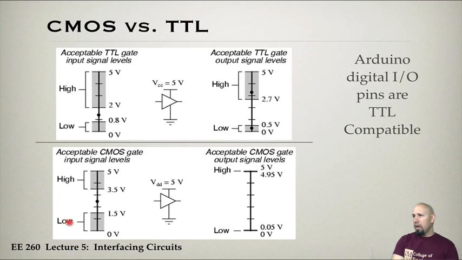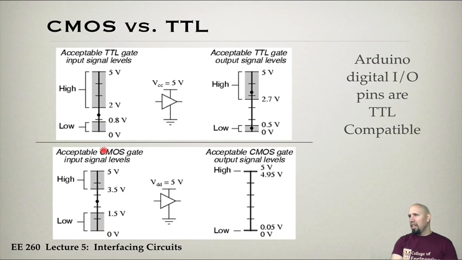These are the definitions for CMOS, for 5 volt CMOS. So the input levels are between 3.5 volts and 5 volts for high, and for low it's 0 to 1.5 volts. CMOS will accept these. Notice this will accept 1.5 volts as a logic low, whereas this will not. So 1.5 volts here, that will be accepted by CMOS, is not acceptable by TTL.